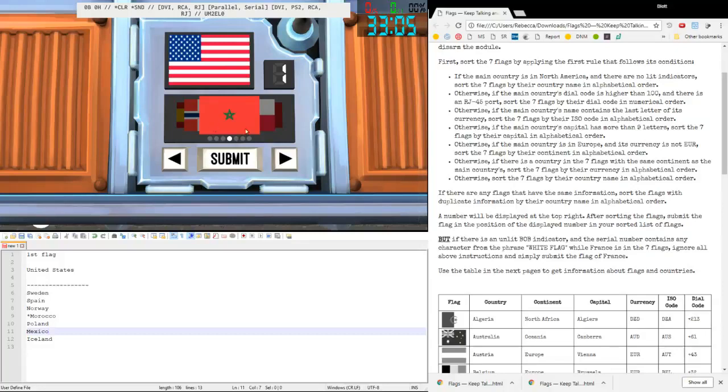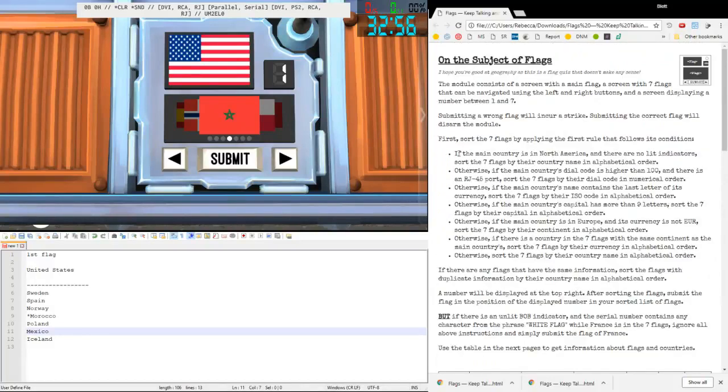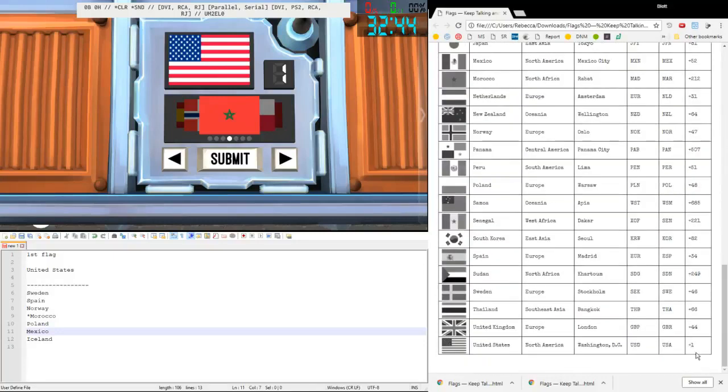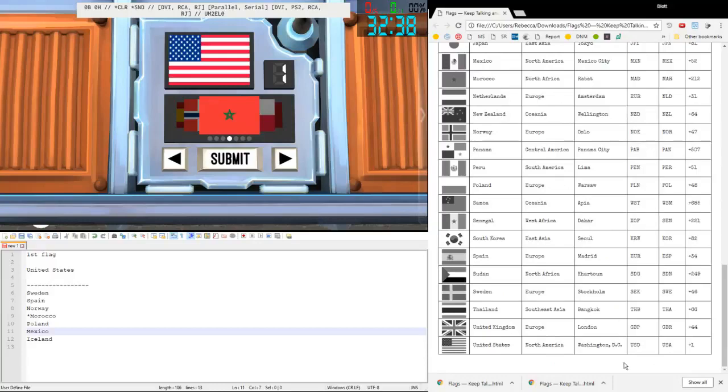Here's the flag that I described instead of gave the country for. That is Morocco. Okay, let's figure out the rule. If the main country is in North America, the U.S. is, and there are no lit indicators. Aw, but there are. So we skip that one. Otherwise, main dial code is higher than 100. The U.S.'s dial code is 1. So that's false. Otherwise, if the main country's name contains the last letter of its currency. Last letter of the currency is the USD. United States does have a D.